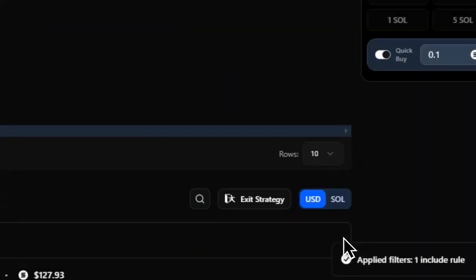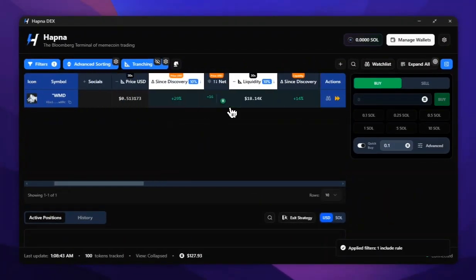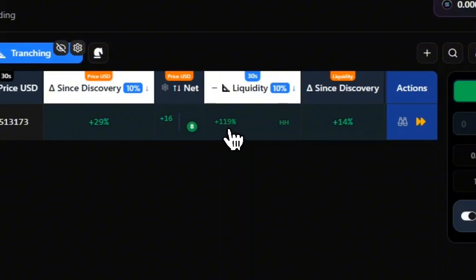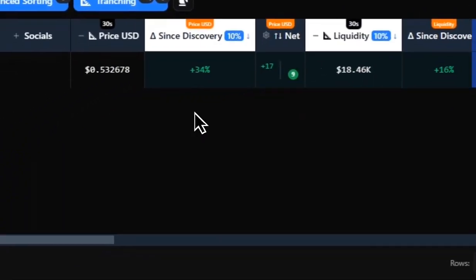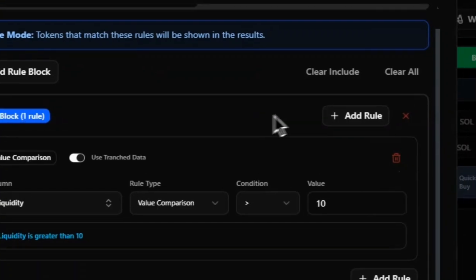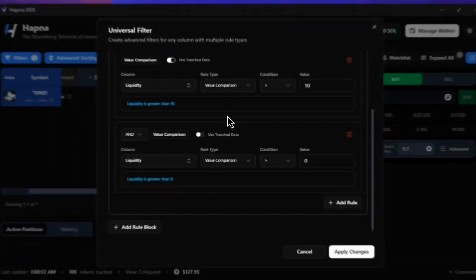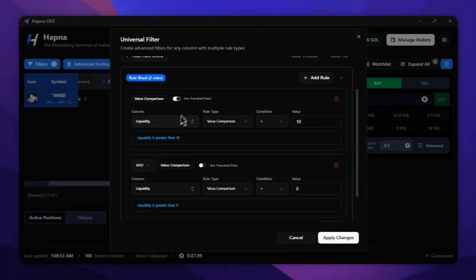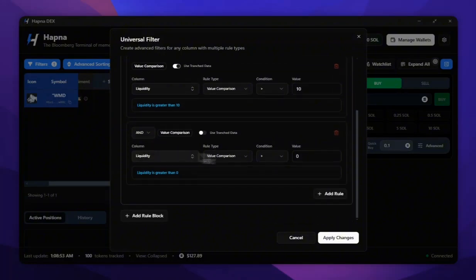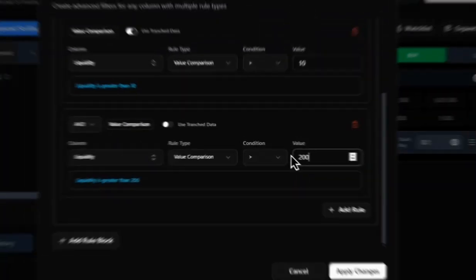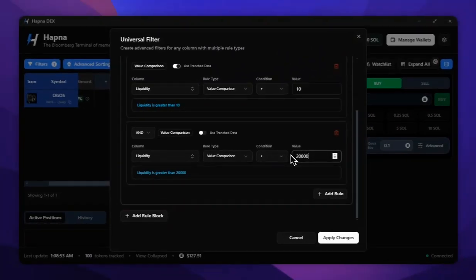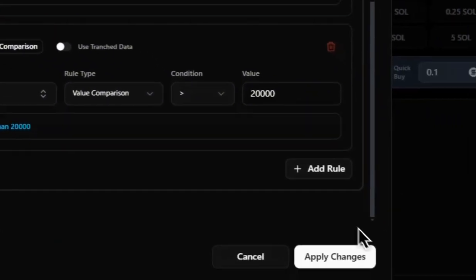If I click, there you go. Now I see only the tranching liquidity above 10%. And if I toggle on, I will see that it's 133%. That's the only one meeting this condition. And you can combine more. For the sake of showing you, you can have the same column, this one using the tranche data, and this one not using the tranche data, which is using the brute value. I put here 20,000. Do you see how granular this level of control is? It's amazing.